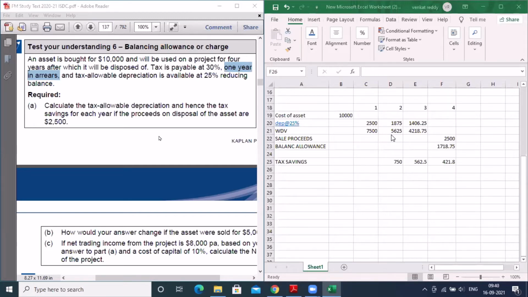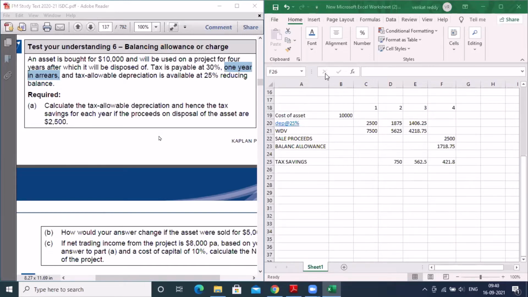Now, because we are getting a loss, will it be beneficial to the company, especially from the tax point of view? Will it increase the tax or will it decrease the tax? Because actually its value is 4,218, but we sold it for only 2,500. It means it is a loss, right? So will it increase or decrease the tax? Very good, perfect. It will decrease the tax. Because there is a decrease in the tax, we will be considering it as an allowance.